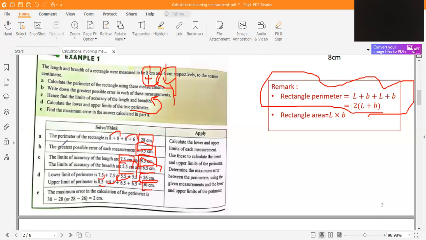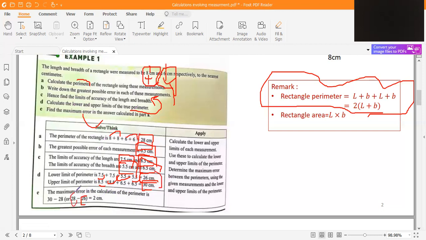In this case, they ask us to find the maximum error to calculate the perimeter. So the maximum error, we can use it as the difference between the original and the upper limit, or the original and the lower limit. So the maximum error equals the upper limit of the true perimeter minus the true perimeter, or it equals the true perimeter minus the lower limit, equal to 26, as we see here.